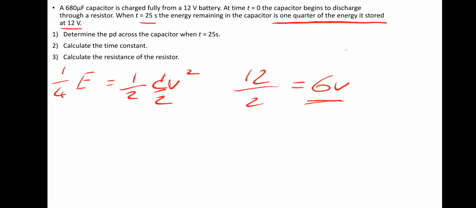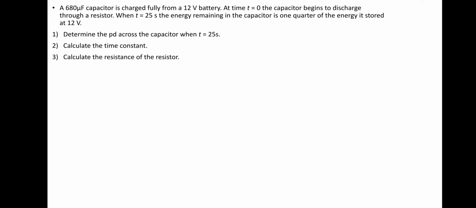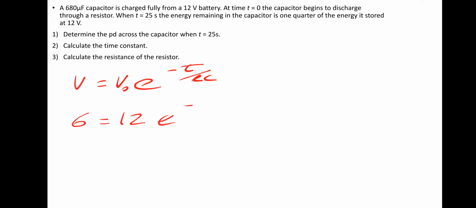Let's do part 2. This time we're going to calculate the time constant. We're dealing with voltage, so we're going to use V equals V naught e to the minus t over RC. We want the time constant, so we want RC. RC is tau, which is the time constant. The voltage, we figured out earlier, is 6. V naught, the max voltage, is 12. Then we've got e to the minus 25 seconds divided by the time constant.